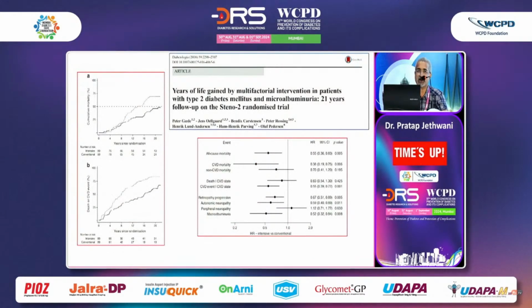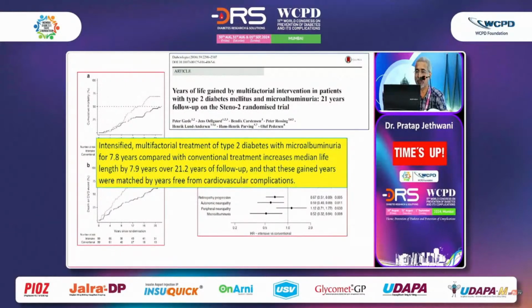I will lastly say that multifactorial intervention is very important. This is the data from Steno 2, 21 years follow-up data. And if you see the curves which were separated at the end of 12 years, they are still separated at the end of 20 years. So be it mortality or CV death or CV events, everything is improved with the help of multifactorial intervention early in the course of the disease. And you can give your patients a good life for more than 8 years. The life is prolonged by around 8 years if you give them this treatment for 21 years follow-up. And this is because of prevention of cardiovascular complications.